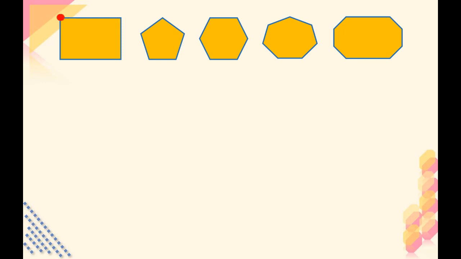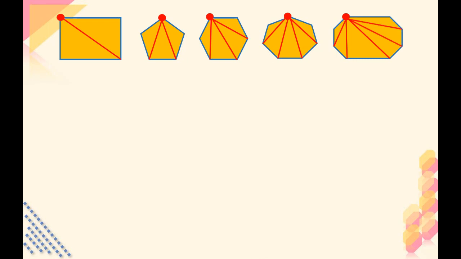So for this quadrilateral, we have one diagonal from one vertex. Next, for the pentagon, we have 1, 2. And for the hexagon, or for this 6-sided polygon, we have 1, 2, and 3. For this heptagon, we have 1, 2, 3, 4. And for this octagon, we have 1, 2, 3, 4, and 5.